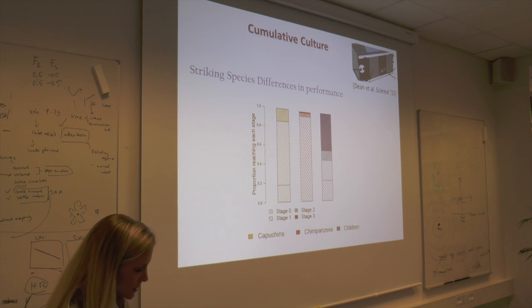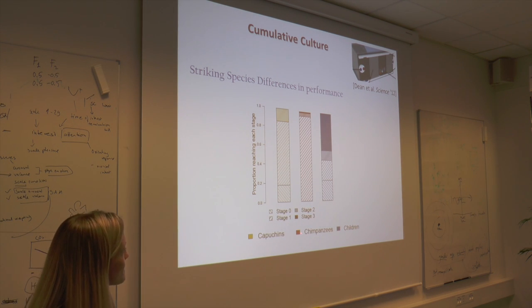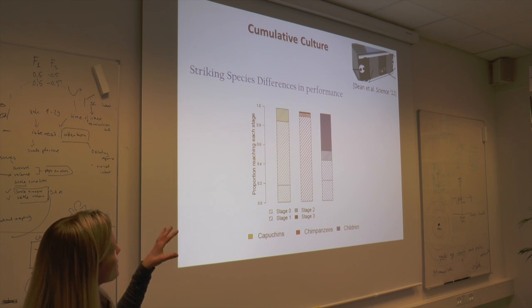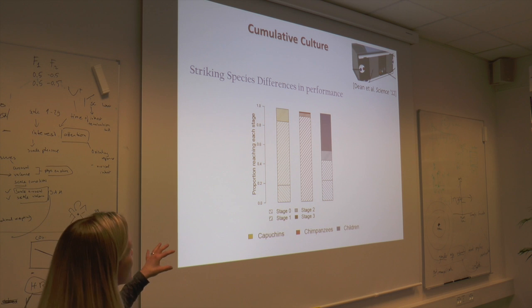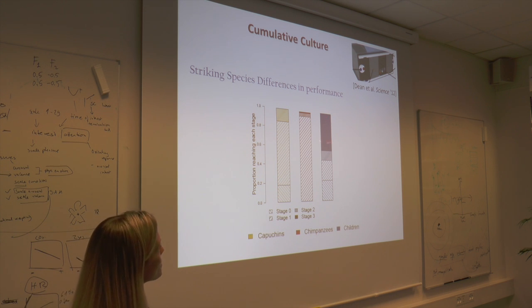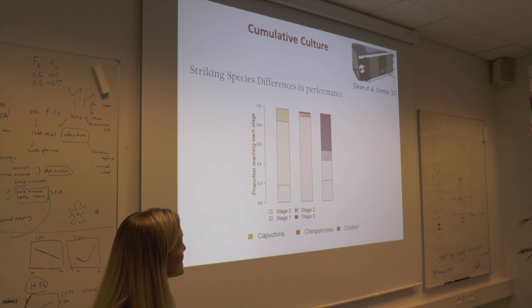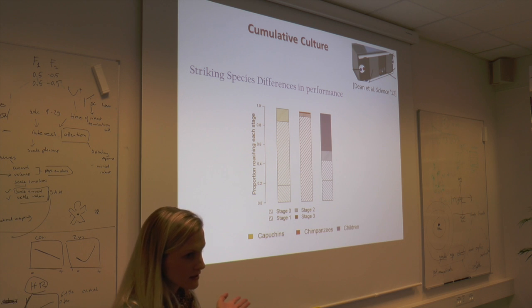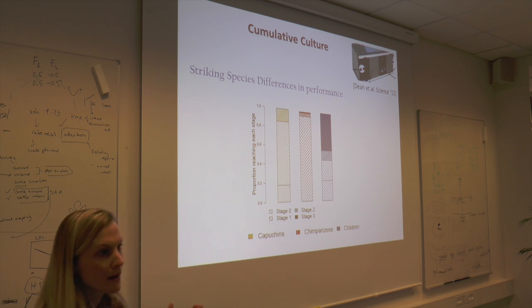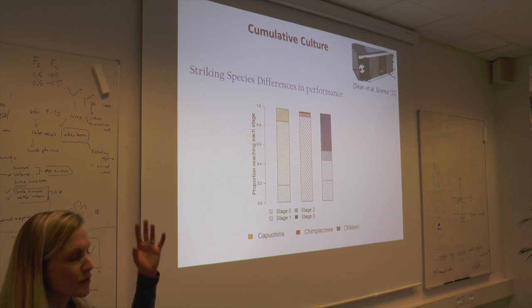And lo and behold, capuchins are in yellow here, chimps in red, the children in blue, and represented are the different stages, the proportion of individuals who got to the different stages, and the blocked colour is the proportion of individuals that got to that final ultimate stage. One chimpanzee did, and lots of kids did, and no capuchins. So we want to see, well, what might be underlying this, so we had loads of hypotheses to test.